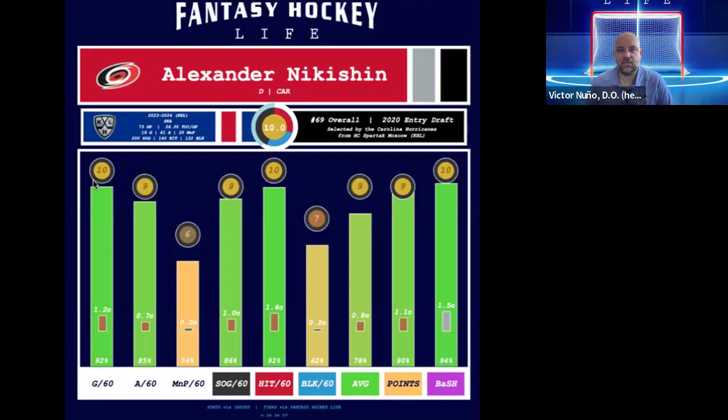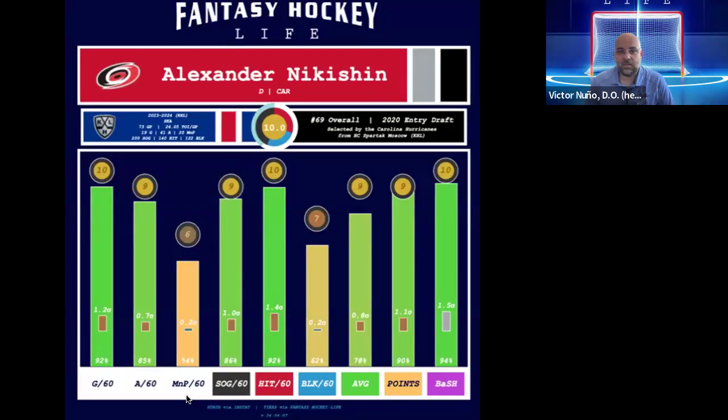And you can see for Nikishin, 10 out of 10, no one is better statistically, at least from a standard deviation, in terms of defenseman goals. That's what that tells you. It doesn't tell you his projection or what this is going to be in the NHL. It's just a reflection of what's actually happening in that league at this time that we're looking at it. Assists, obviously very high. Minor penalties, that's what that stands for, MNP.